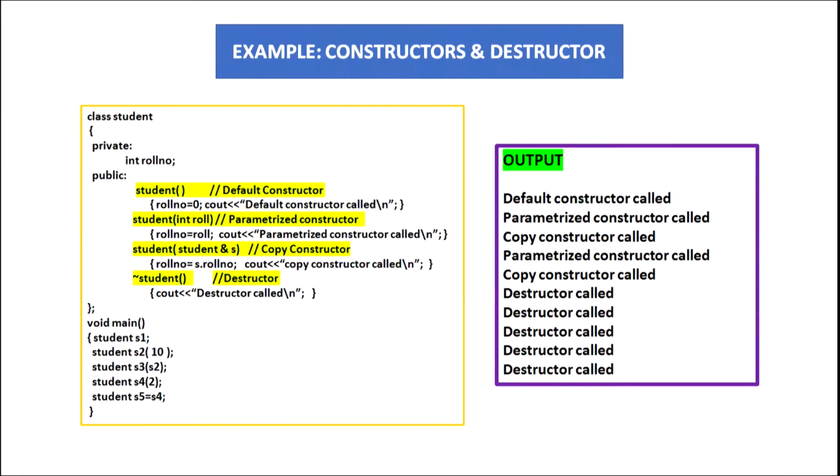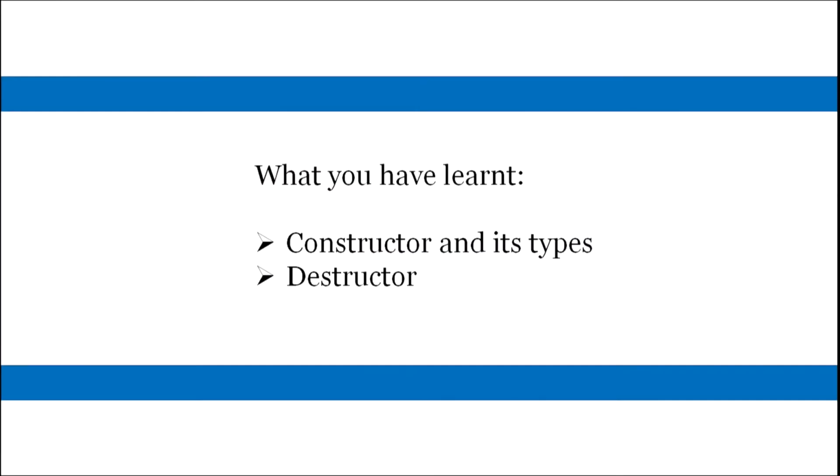So, you can see in the output window we have the destructor call statement 5 times. This is for all the 5 objects which have been created in this program. So, for every object that is created, the destructor is called to free up the memory space and destroy that object. So, this is how constructors and destructors work. In this session you have learned constructor and its types and destructor. I hope the concepts are clear and you will be able to understand how they really work.